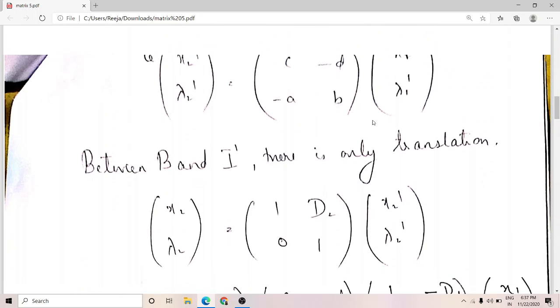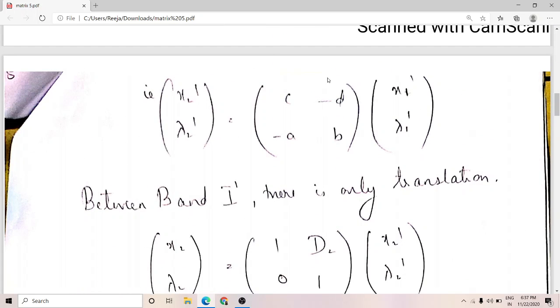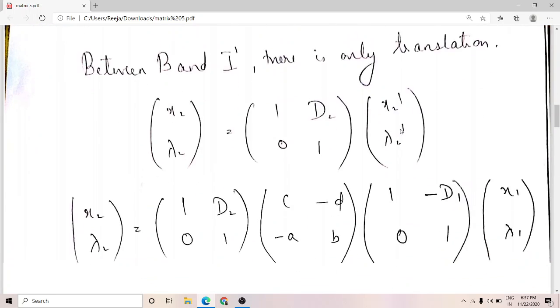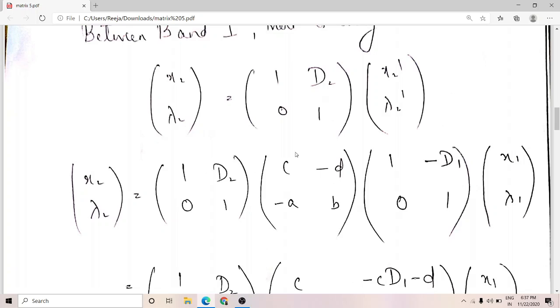What is x2 dash lambda 2 dash? It is x2 dash lambda 2 dash is C minus D minus A minus B into x1 dash lambda 1 dash. So I replace it with this: C minus D minus A minus B into 1 minus d1 0 1 into x1 lambda 1, where x1 dash lambda 1 dash is 1 minus d1 0 1 into x1 lambda 1. That is the first matrix equation that we wrote. So we have got a system matrix here again, a product of 1, 2, 3 matrices.